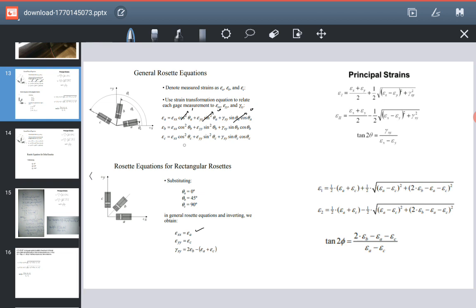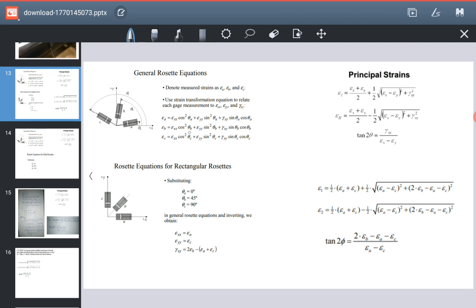Okay. Similarly, for theta 90, this will be 0, this will be 1, and this will be 0. So EC equals EYY. Okay. Now what happens is that when theta is 45, cos 45 will be 1 upon square root of 2.